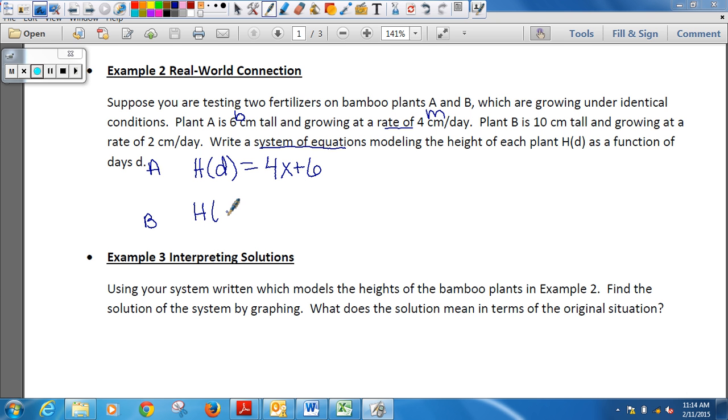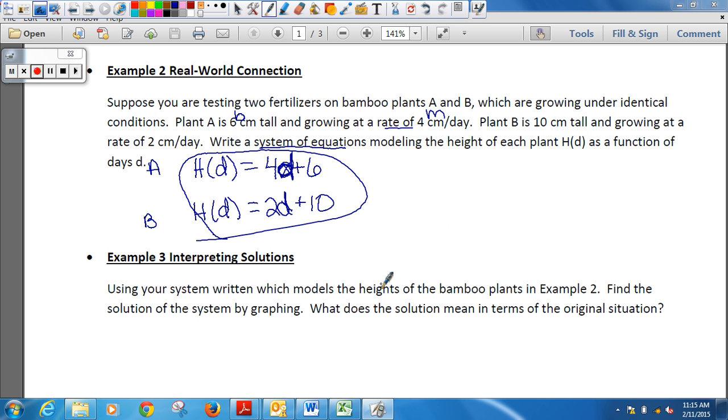Now I will do the same for B. Again, it's the height as a function of d, and the rate is 2 centimeters per day. Oops, I should put a d here. Sorry about that. This should also be a d because it says h of d. So it's 2 centimeters per day, so that's why it's times d, plus the initial value, which was 10 here. All it asked me to do was to write the system. It didn't actually ask me to solve it. So my answer is right there.